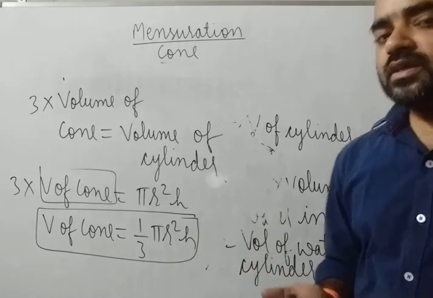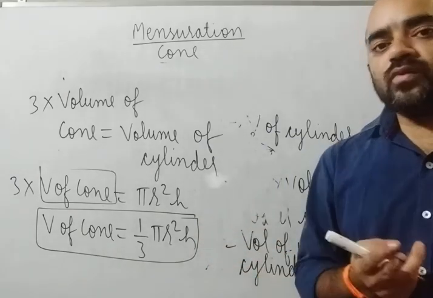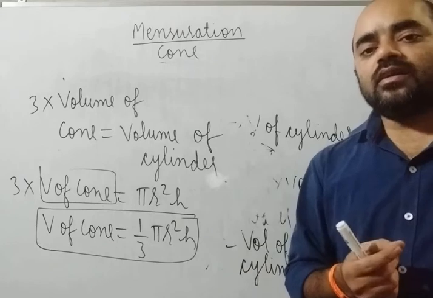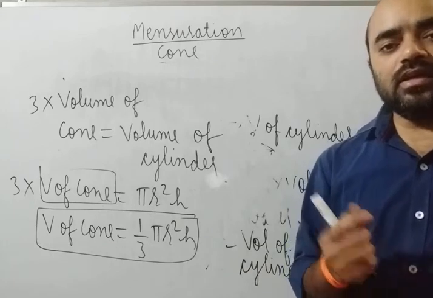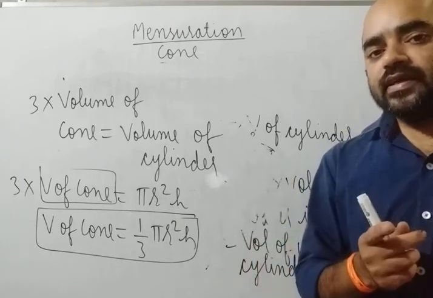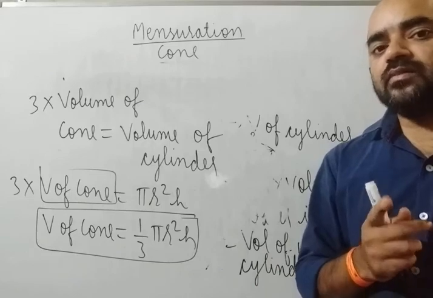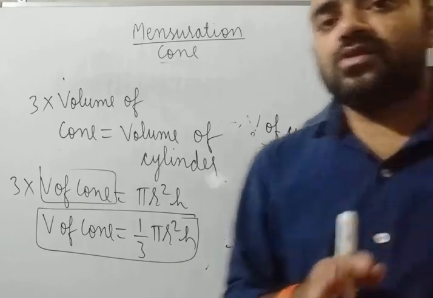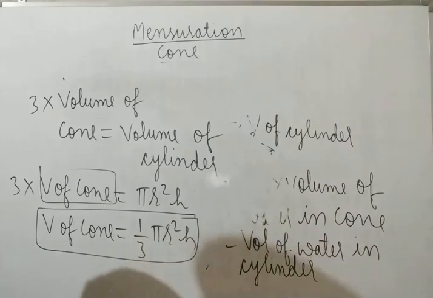You can prove it by taking the two vessels. One is cylindrical, another one is conical, but in both the vessels, radius of the circular base and vertical height both must be same. So now we will start the exercise. 2-3 questions we are going to start.